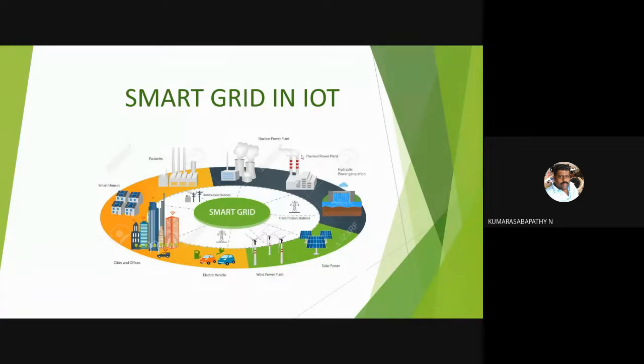In a normal grid, the entire components, that is from a generating station, the load centers, everything will be interconnected. Whereas in case of a smart grid also, everything will be interconnected. The only difference between an ordinary grid and a smart grid is that in an ordinary grid there will be a single-way communication process, whereas in case of a smart grid, it will be a two-way communication.